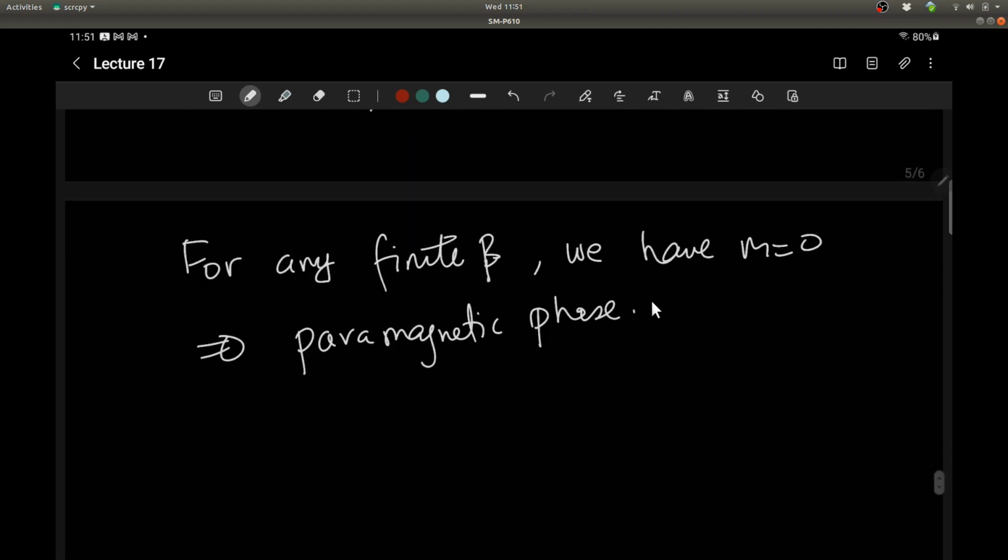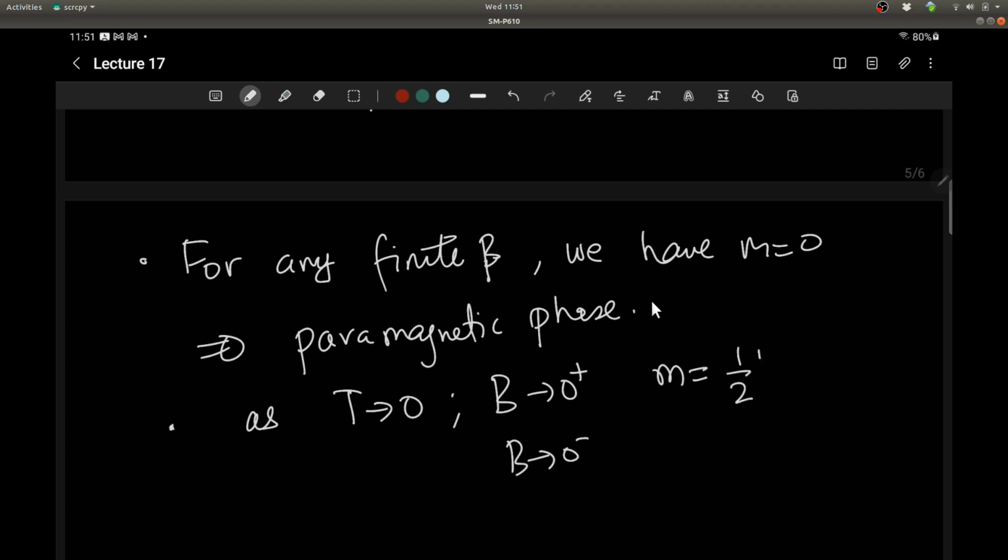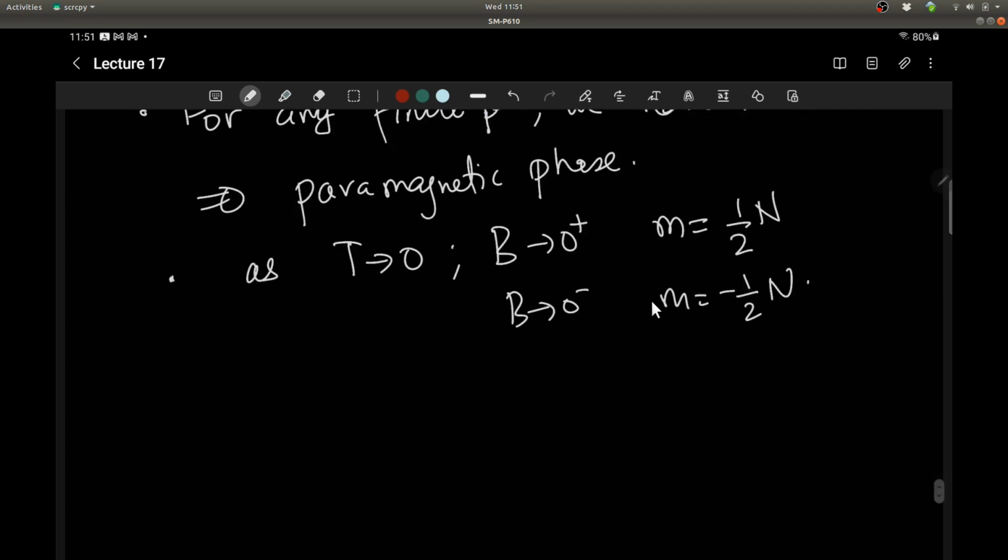Okay. Of course, strictly, as t tends to 0, it's some limit you have to take. Okay, and then if you take b goes to 0 plus, or b goes to 0 minus from the negative side, m will become all aligned upstairs, so it will become half. Okay, so this is sure. Take this to show this.